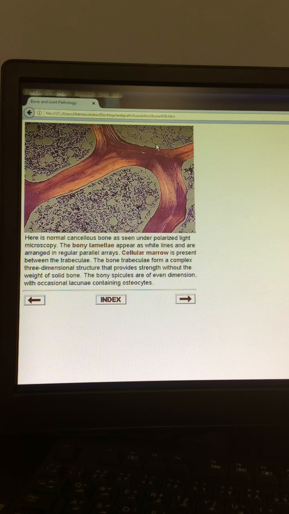So in this picture seen under the polarized microscope, you can see the normal architecture of the cancellous spongy bone, where you can see bone trabeculae, lamellated bone trabeculae appearing as parallel white lines of even dimension, regular, and you can see some lacunae here and there containing osteocytes. In between, you can see the hematopoietic elements composed of myeloid, erythroid, and megakaryocytic precursors.